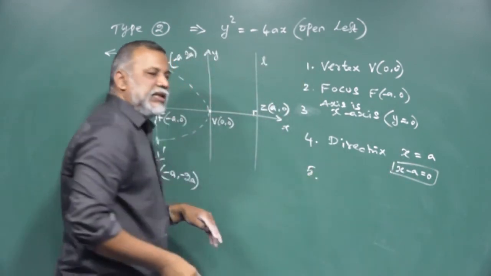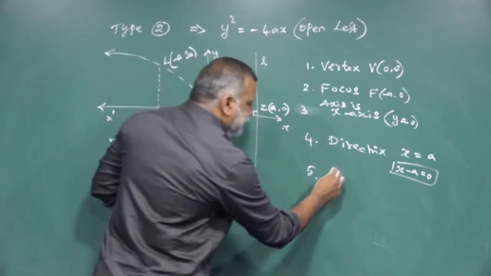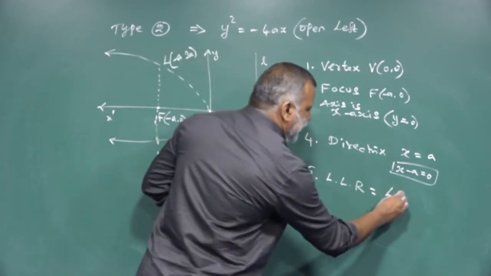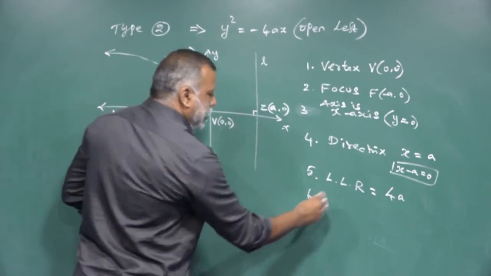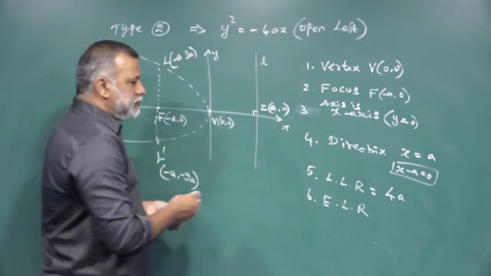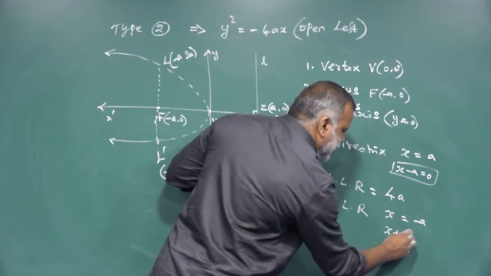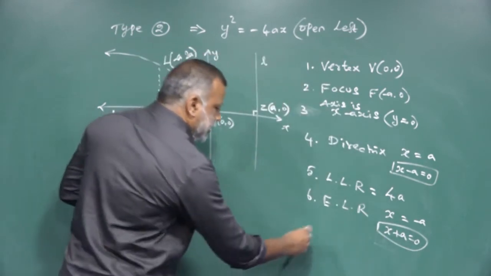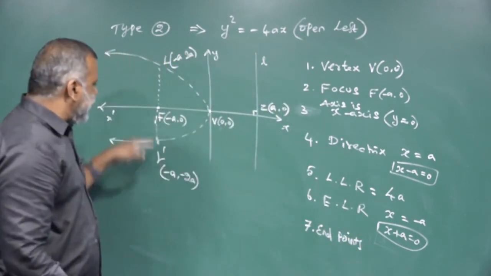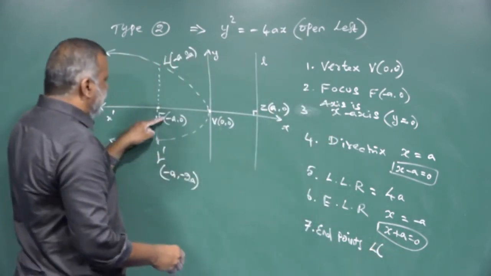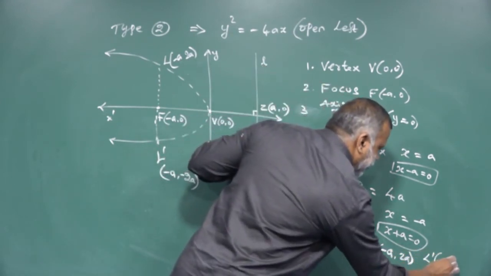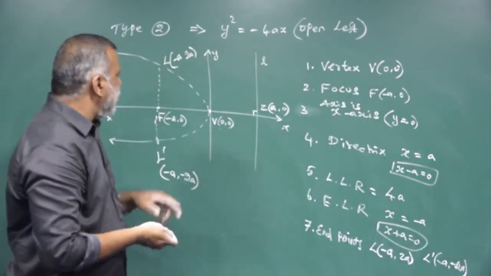Number 5, length of the latus rectum. This value is the length. See here, 2a positive, again the distance must be 2a positive. So therefore the length of the latus rectum must be 4a. Number 6 is the equation of the latus rectum. Just now I explained, this is the latus rectum. Its equation is x equal to minus a, or we can say x plus a equal to 0. Number 7 is the endpoints of the latus rectum. L and L dash are endpoints. The value of L must be minus a comma 2a, and L dash is minus a comma minus 2a. These are the endpoints of the latus rectum.